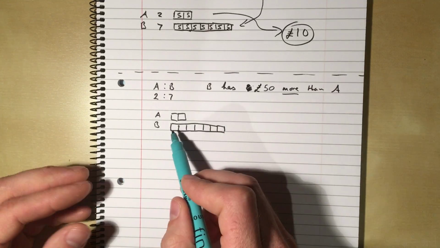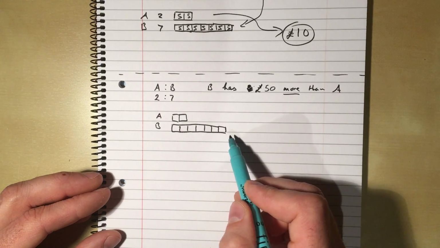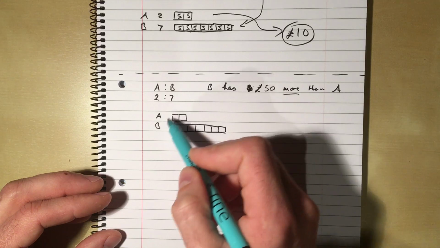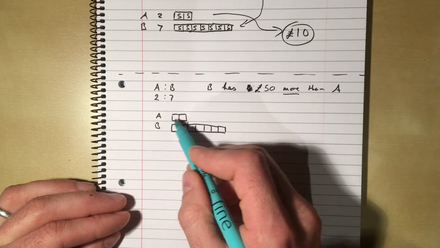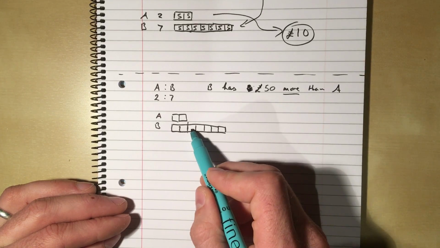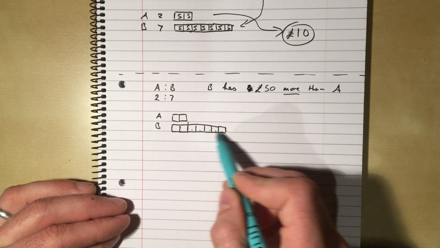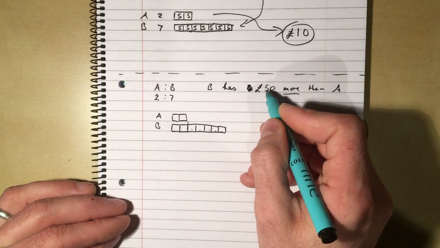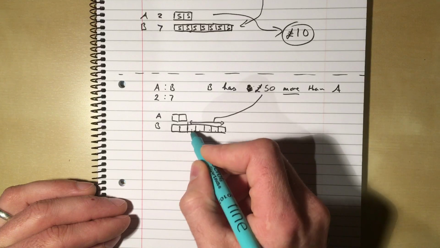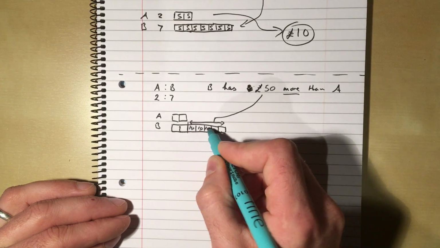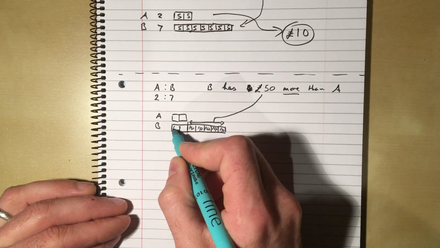So it's not telling us £50 gets split between these 7 boxes. It's not telling us £50 gets split between these 9 boxes. It's telling us £50 more than A. Well, A has got 2 shares, B has got 7 shares, so B has got 5 shares more than A. So that means that that £50 gets split between these 5 boxes. So that is £10 per box, or £10 per share.